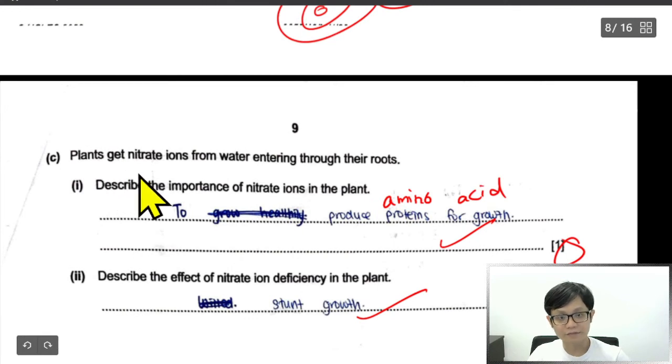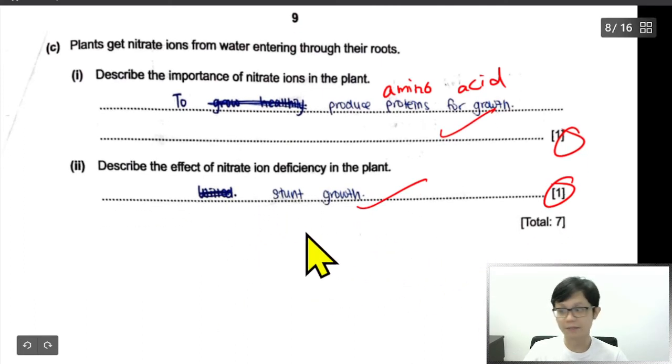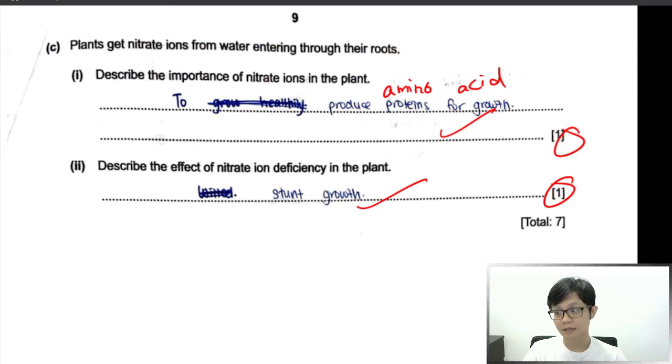Plant get nitrate. So nitrate, what is the function of nitrate? To make amino acid. If you don't have enough nitrate, you will have stunt growth. Okay, so for protein, and for magnesium is for building of chlorophyll. Describe the effect of nitrate ion deficiency: stunt growth. Of course you can say yellow leaf, but the marking scheme only accept stunt growth, or the marking say poor growth. Poor growth, stunt growth.